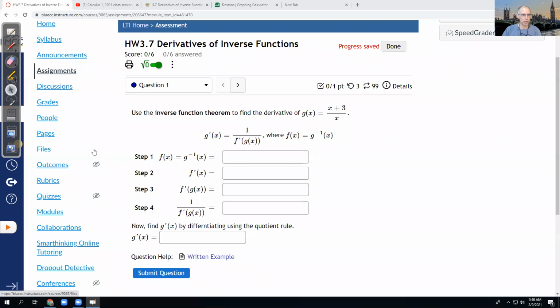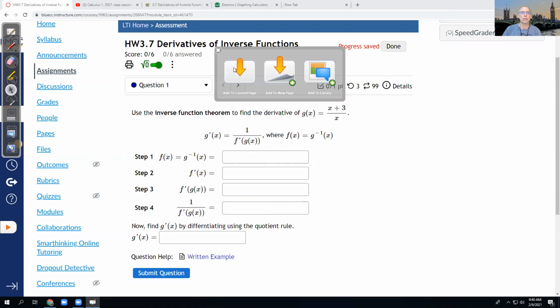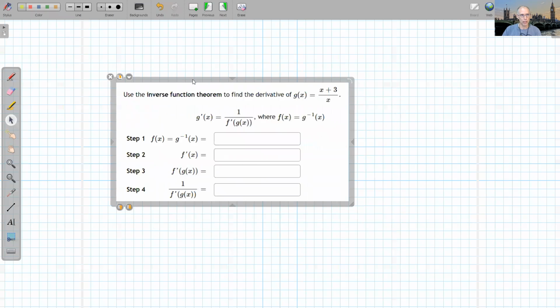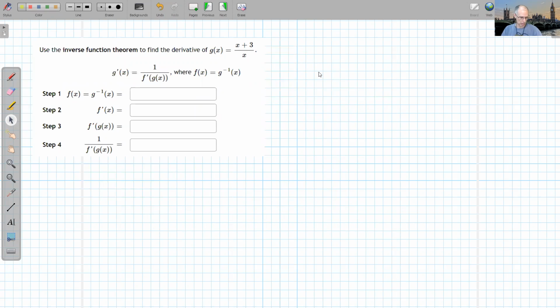All right, example from the homework, breaking down the steps of finding an inverse function. So in order to use the inverse function theorem, you have to know both the function and its inverse. And so sometimes we just know it based on past life experience. Other times we got to figure it out. So in this case, we got to figure it out.